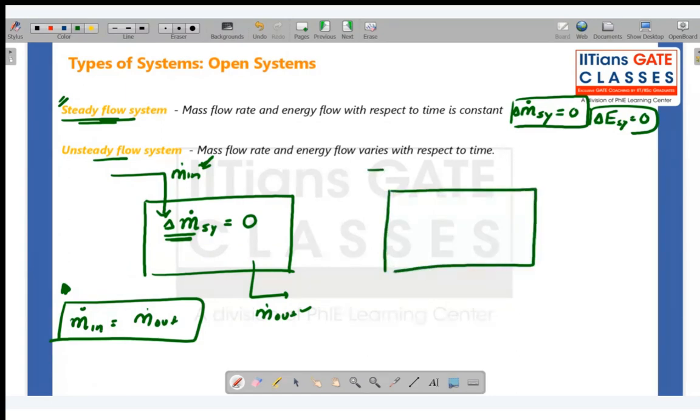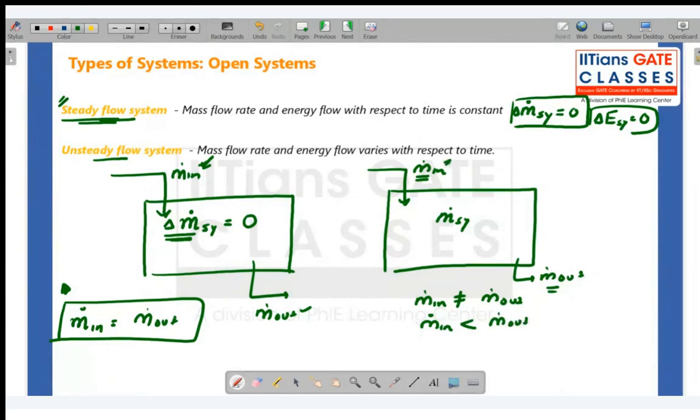What about unsteady flow? Unsteady flow means there is a mass of system, mass in and mass out. Now unsteady means m dot in is not equal to the mass flow rate out. If they are not equal, what will happen? For example, m dot in is less than m dot out. So less is entering and more is going out. So what will happen? The mass of the system will decrease.